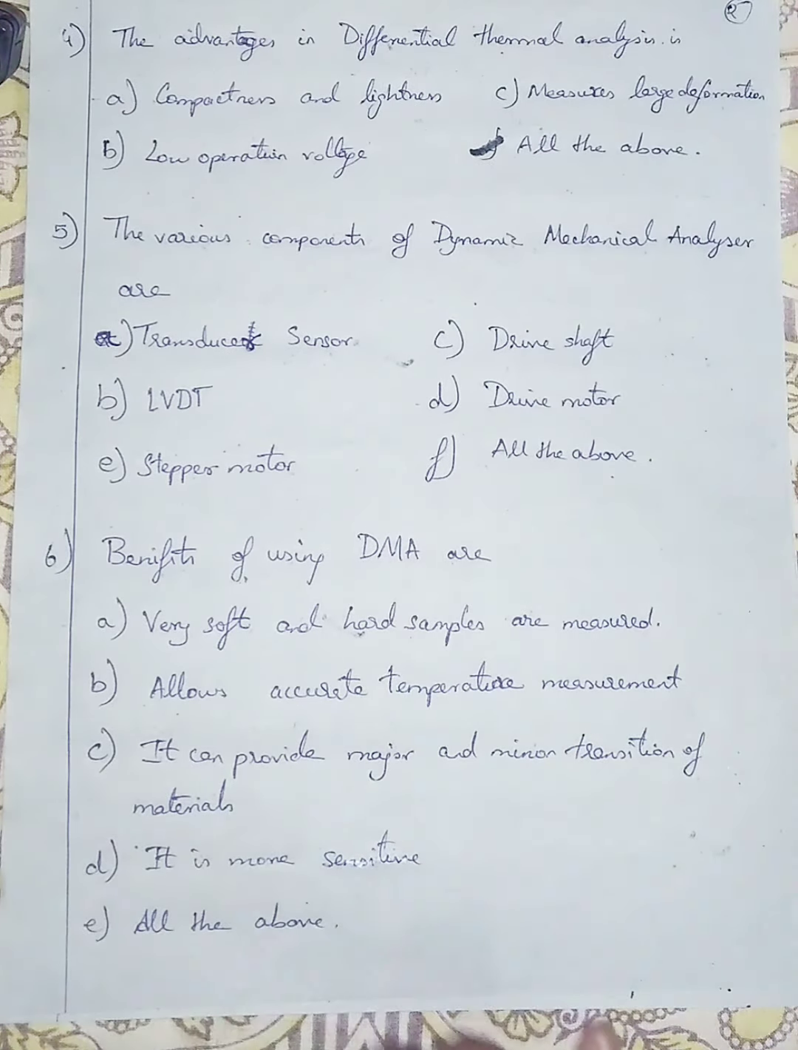Question number 5. The various components of a dynamic mechanical analyzer are. What are the components of a dynamic mechanical analyzer? Dynamic mechanical analysis is an instrument. What components are placed in that instrument? Option A is transducer sensor. Option B is LVDT, linear variable differential transducer. Option C is drive shaft. Option D is drive motor. Option E is stepper motor. Option F is all the above.